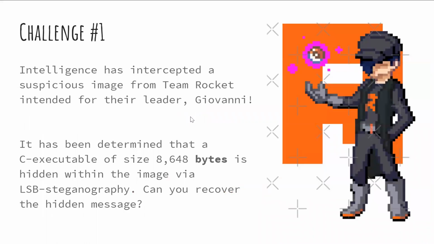So that brings us to our challenge. Intelligence has intercepted some suspicious message from Team Rocket intended for their leader Giovanni. It has been determined that a C executable of this number of bytes is hidden inside the image via LSB-Steganography. Can you recover the hidden image?